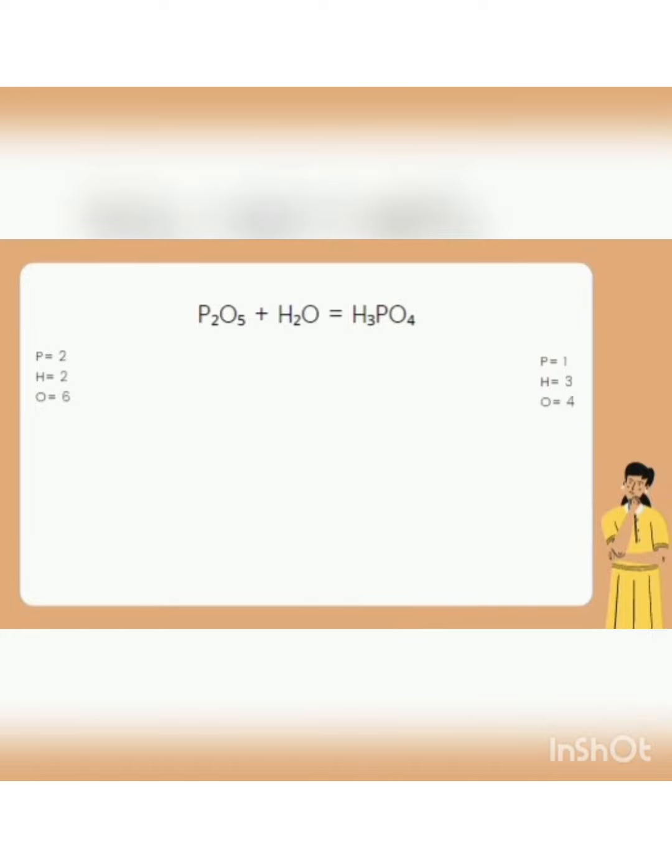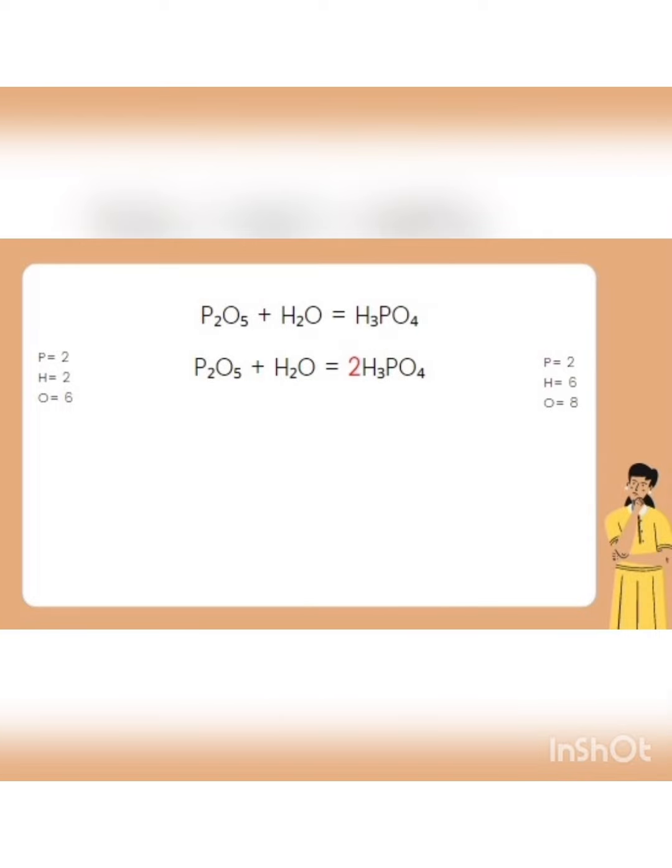The next step is that we are gonna start balancing. I'm gonna put a number 2 on the product side, like you're watching here, and we are gonna immediately change the numbers that we put before. So P will be 2, H will be 6, and O will be 8. That's because the number 2 is multiplying the 3, the 1, and the 4 that we have in the product side.